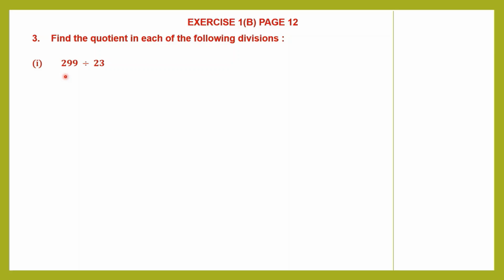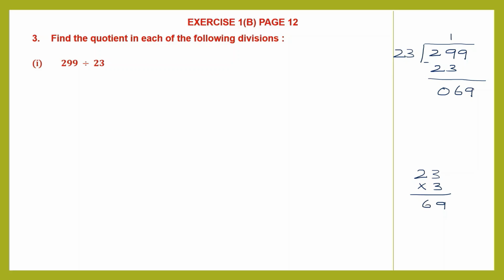So here question 1, let's divide 299 by 23. So 299 divided by 23. Let's take 29. 23 ones are 23, 29 minus 23 is 6, 2 minus 2 is 0. We bring down 9. We have 69. Now let's multiply 23 into 3 and see whether we get 69. 3 3s are 9. 3 2s are 6. Yes, we've got 69. So 23 into 3 is 69, minus, we've got 0.